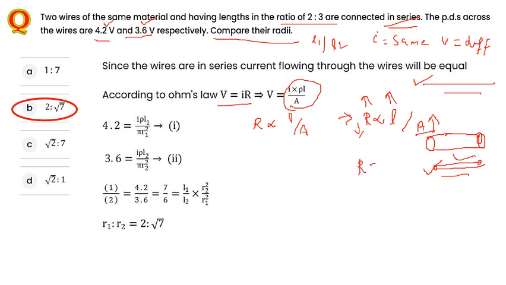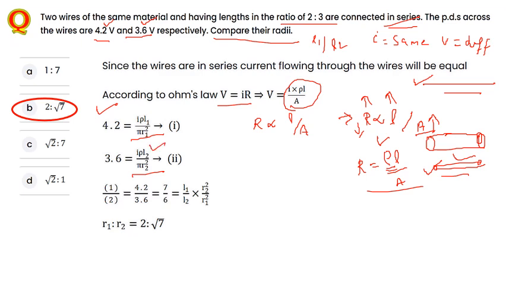So R is equal to a proportionality constant rho times L divided by A, where rho is called the specific resistance. Here V is equal to I into R, and instead of R we put rho L divided by A. A is the area of cross section, and rho is the specific resistance, which is the same for the same material; even the density will also be the same. For the first wire, 4.2 volt is I rho L1 divided by the area 4 pi R1 square. For the second, this is I rho L2 divided by 4 pi R2 square.